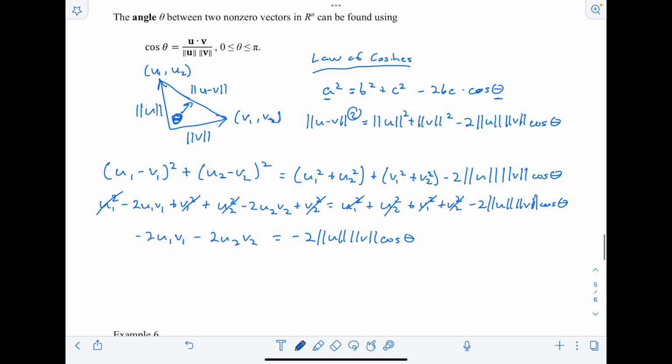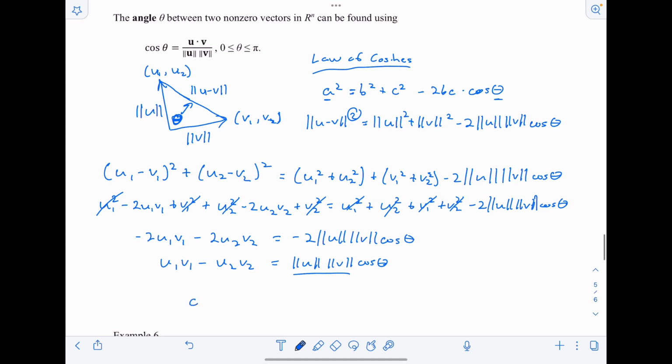If I divide everything by a negative 2, u1 v1 minus u2 v2 equals magnitude u magnitude v cosine of theta. And then dividing by the product of the magnitudes, and I'm just going to turn this around, the cosine of theta is u1 v1 minus u2 v2 divided by magnitude of u magnitude of v. In the numerator, u1 v1 minus u2 v2, or excuse me, I'm sorry, that should be plus.